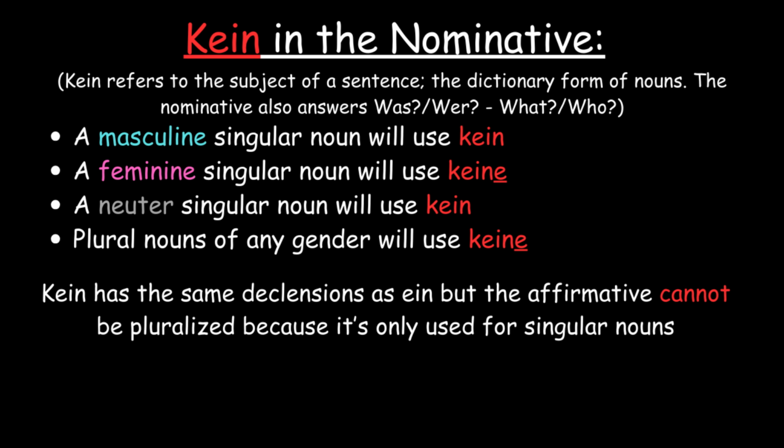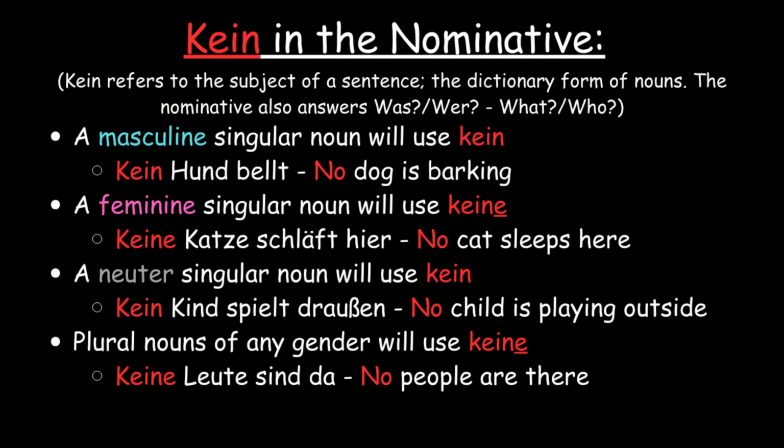As I said, kein has the same declensions as ein, with the exception that the affirmative cannot be pluralized, because it's only used for singular nouns, while the negative can be plural. Some examples are "Kein Hund bellt, keine Katze schläft hier, kein Kind spielt draußen, keine Leute sind da." As you can see, the English meaning of kein will be no and then a noun, so that's how kein works in the nominative with every gender and number.